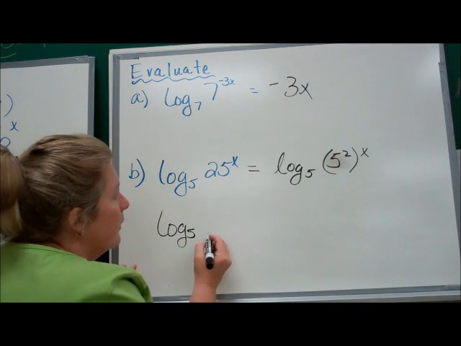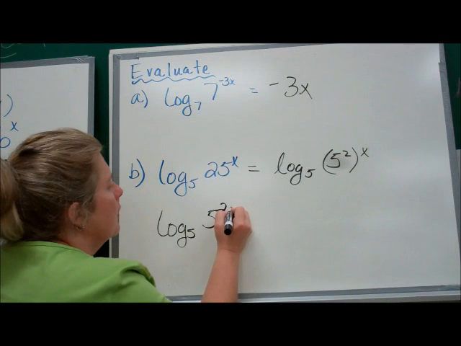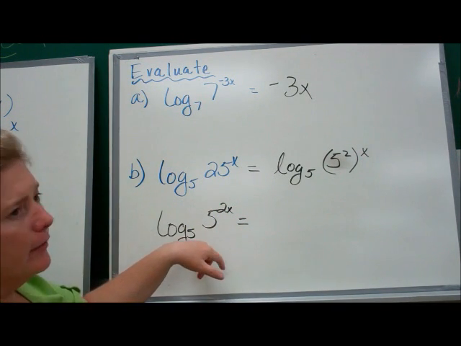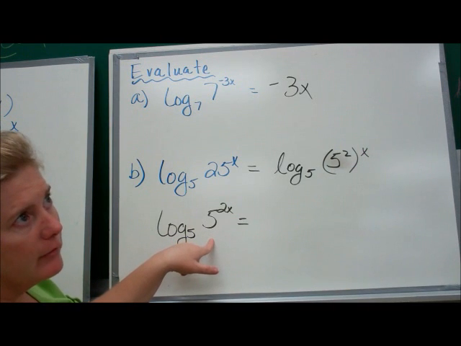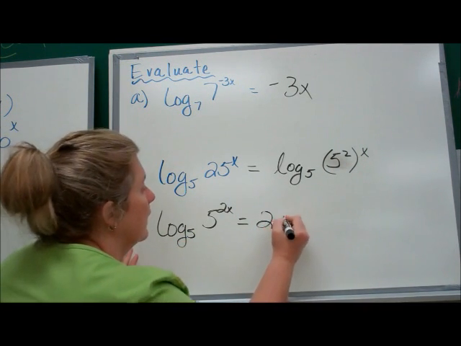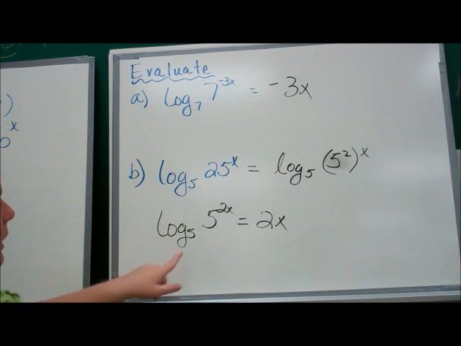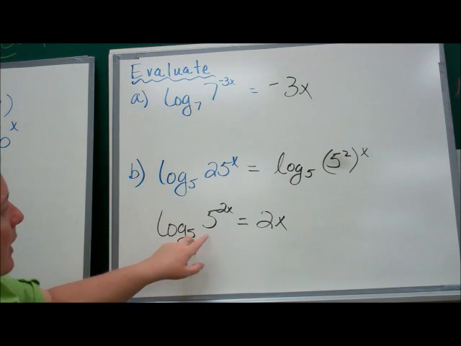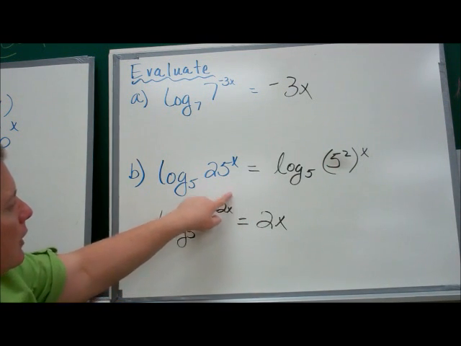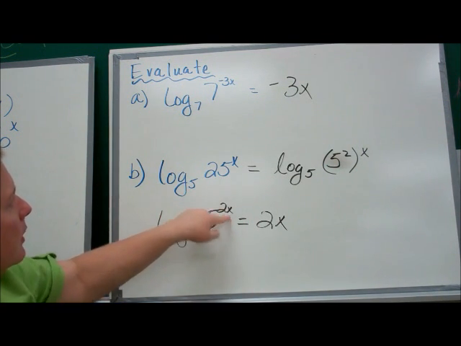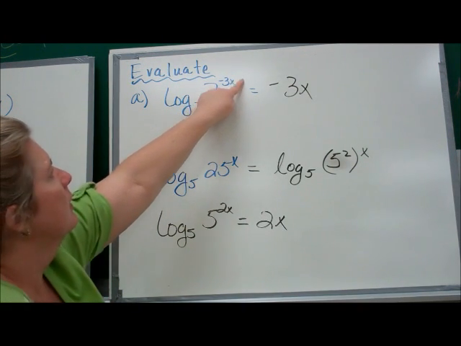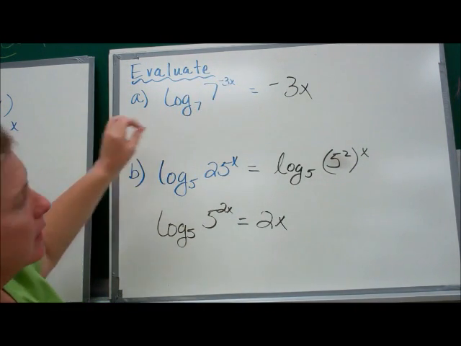Log base 5 of 5 to the 2x power equals what? Oh, wait. 5 to what power is 5 to the 2x power? 2x. Piece of cake. Okay. If the base is the same as this number, your answer will always be that exponent. The base is the same as this number, so my answer was that exponent.